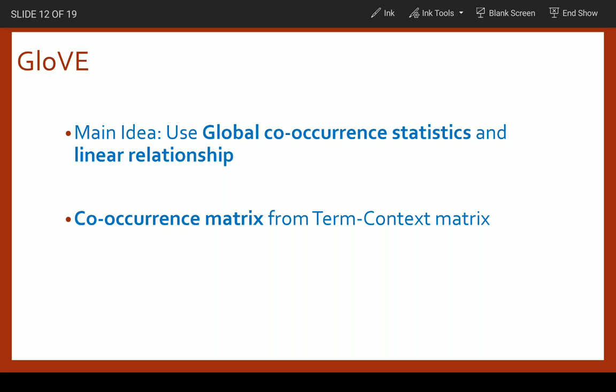So the idea of GloVe was to use the global co-occurrence statistics as well as this linear relationship. That is the main idea of GloVe, and we are going to discuss how GloVe combines both these things together. To begin with, we are going to consider the term-context matrix.